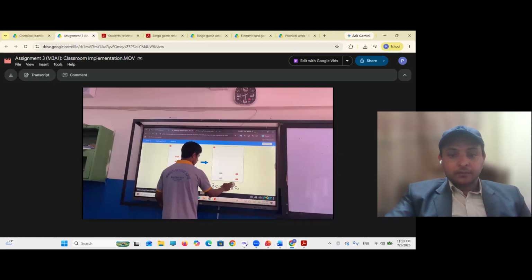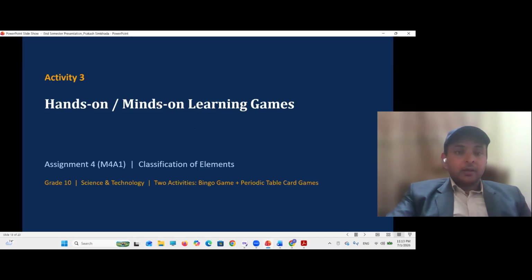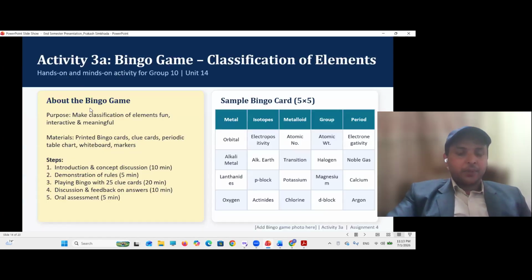Another hands-on and minds-on learning activity is that I have prepared two game-based activities. First, I have prepared a bingo game for learners in my class for grade 10. You can see here a 5 by 5 sample bingo card. The students are asked to write these 25 words in different orders.